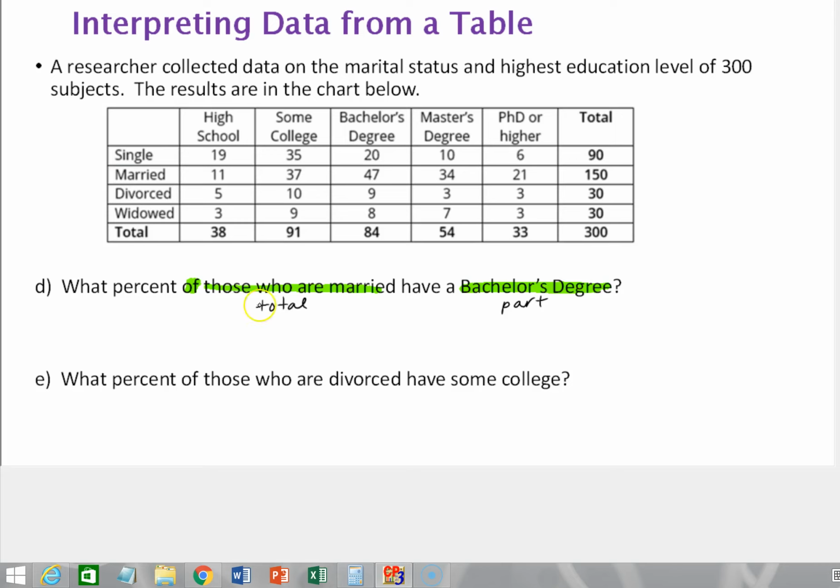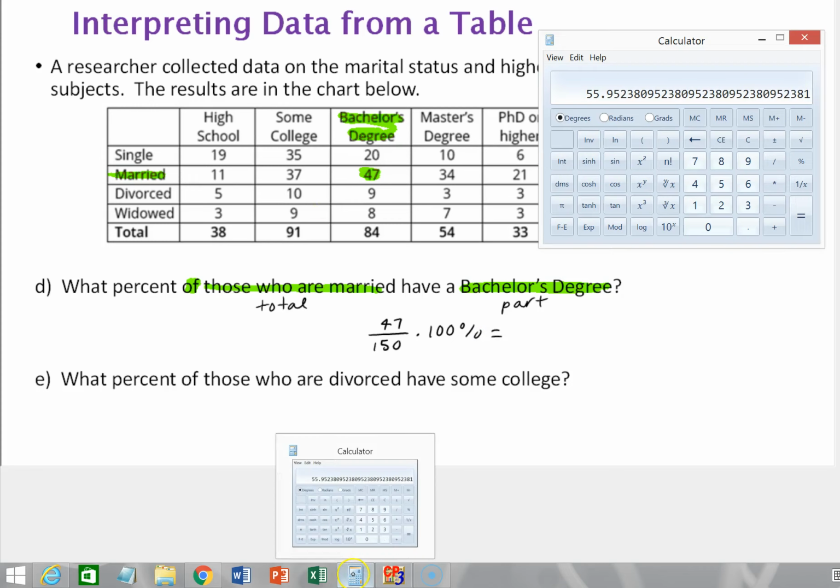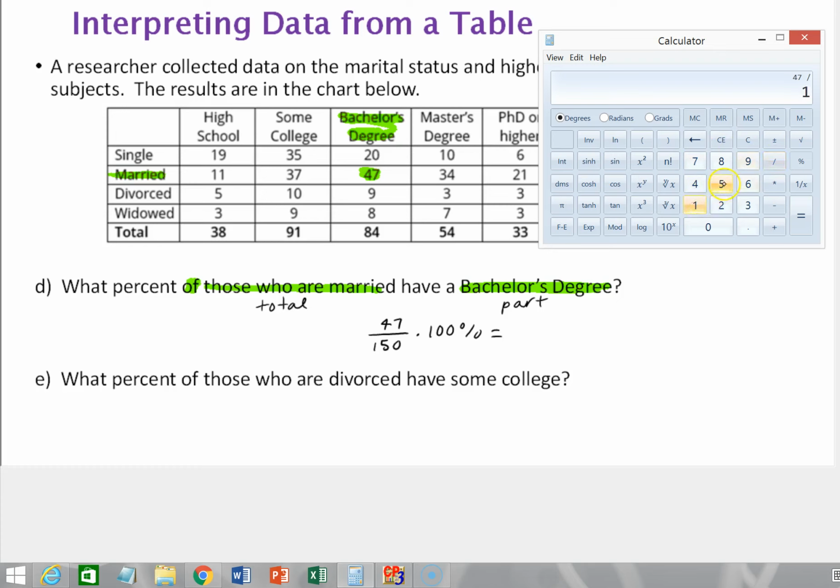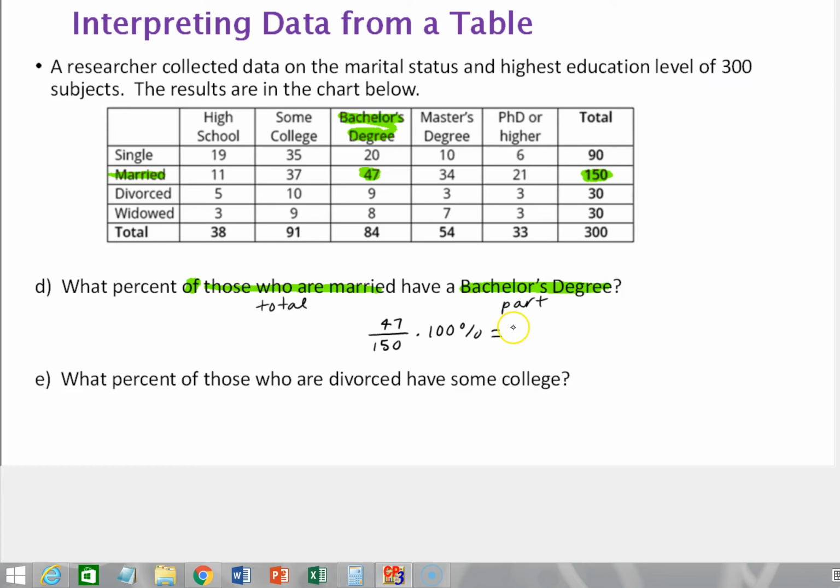So let's highlight these in this new chart. So here's married, here's bachelor's degree. Okay, 47 is the number that have both, but our total is of those who are married, which is the 150 instead of the 84 from last time. So we have 47 over 150. We'll multiply by 100 to change it to a percent. And our result is 31.33%.